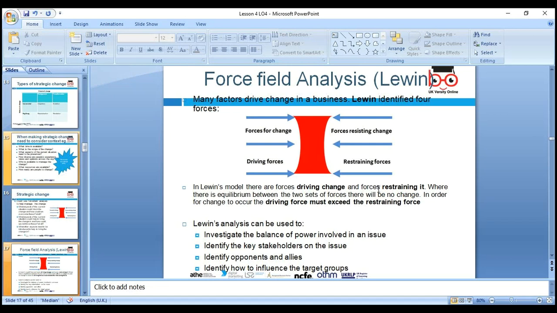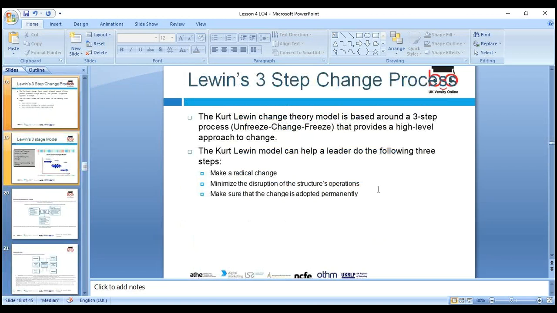So we need to make sure at least the key stakeholders are on board, because otherwise it creates a problem for our organization, especially union members. Identify opponents, allies, and how they influence the target group, so we can make a plan for how we will tackle them. So that is the first thing, and then the three-step process.